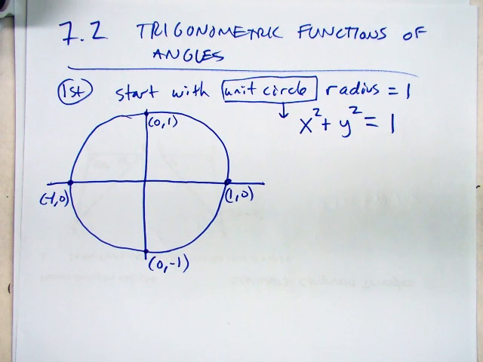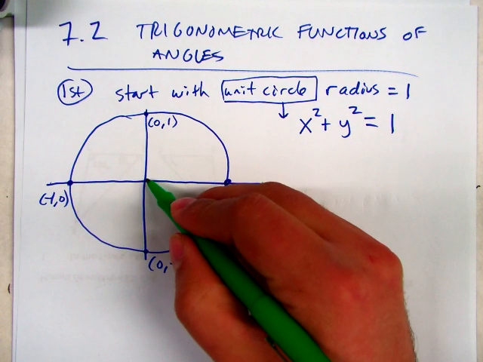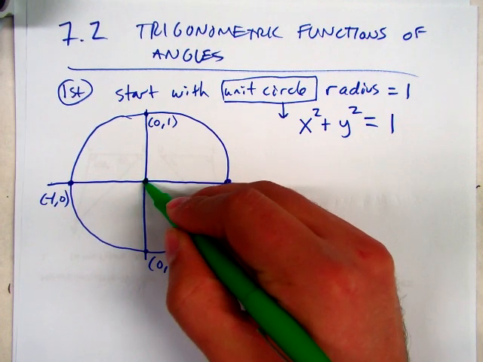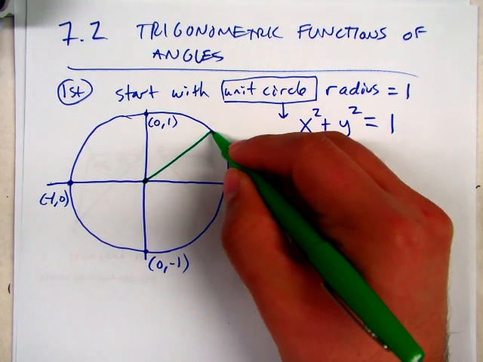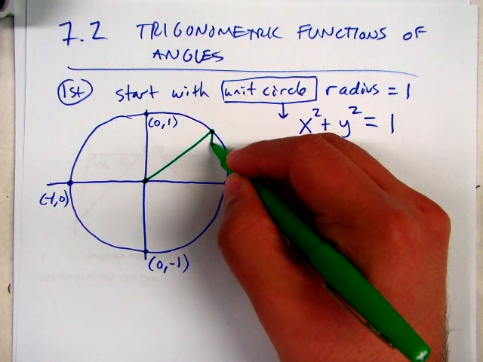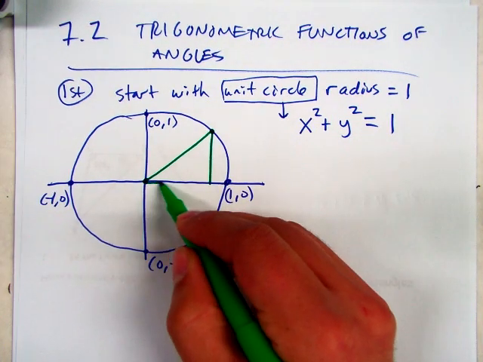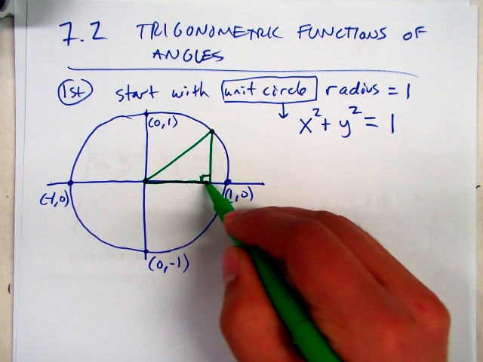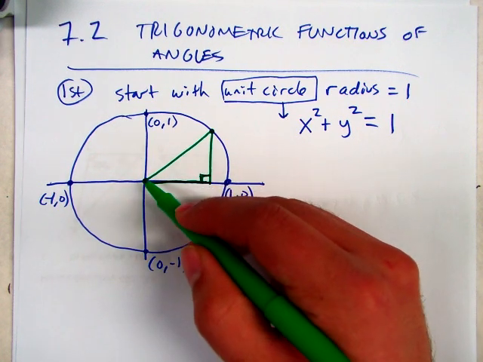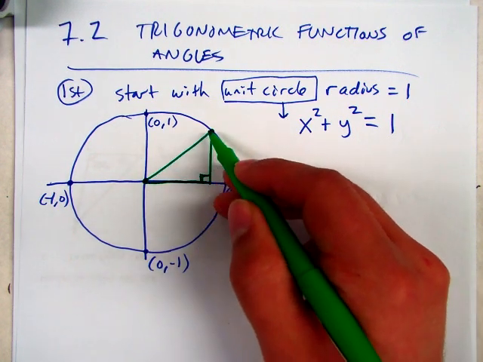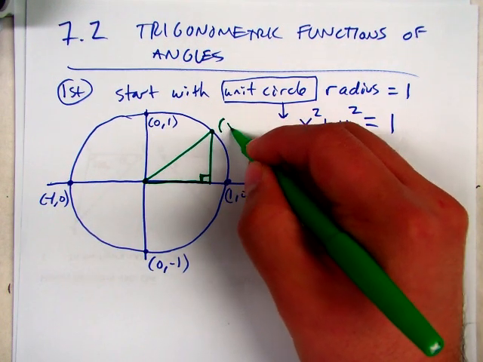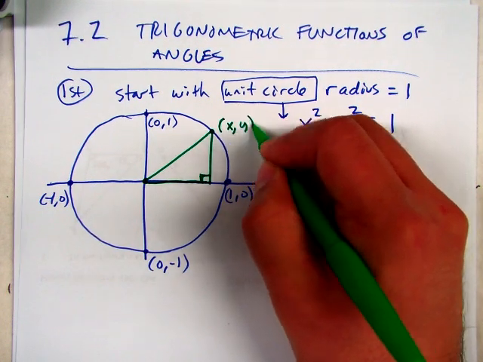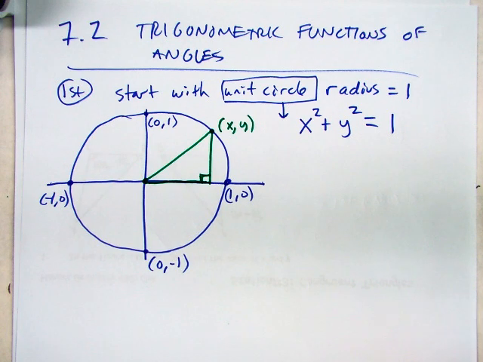Okay, so now here's where all these trig definitions are going to come from, all right? Let's draw a triangle. A right triangle sitting in the first quadrant. So basically this segment extends all the way to the circle. We're going to call the coordinates of this point x, y because we don't know what they are.